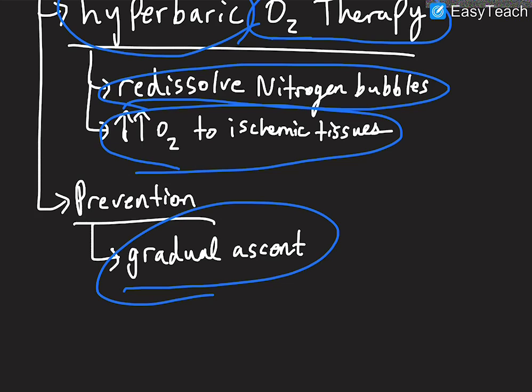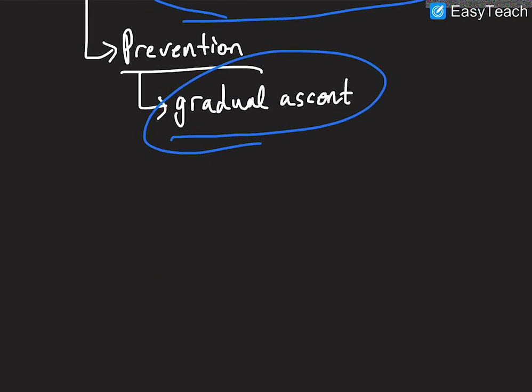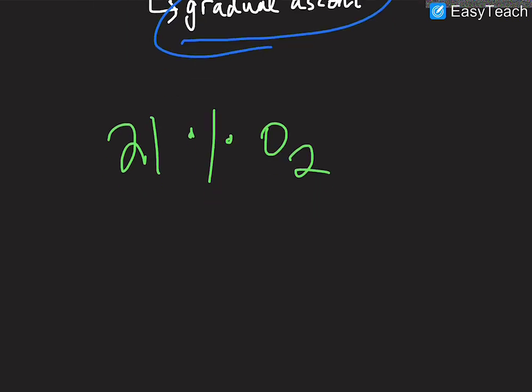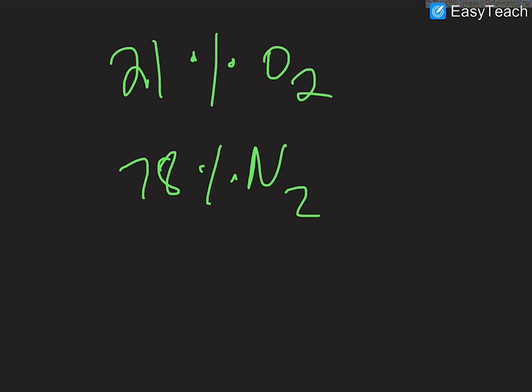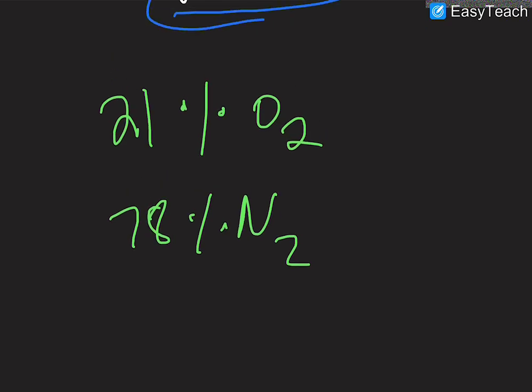Another cool thing that I want to throw in when talking about prevention is pre-breathing 100% oxygen. So pre-breathing 100% oxygen is kind of cool. Normally, if you just breathe air at sea level, we know that air has 21% oxygen, and around 78% nitrogen gas. And then of course the rest is small amounts of carbon dioxide and other gases. But let's just focus on the oxygen and nitrogen.